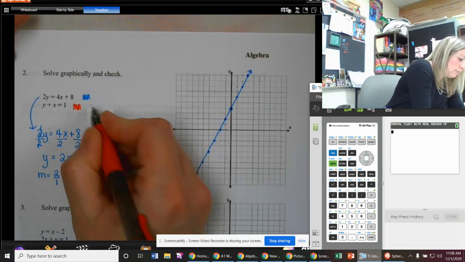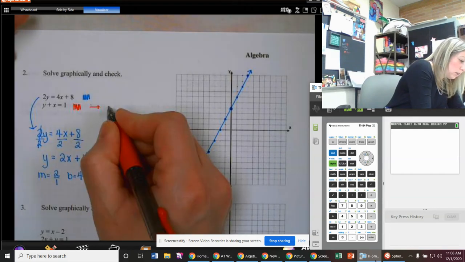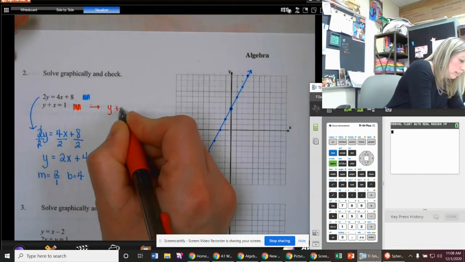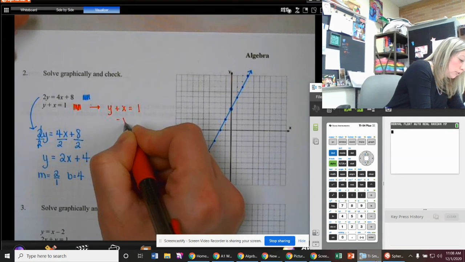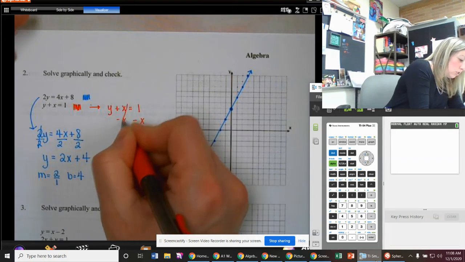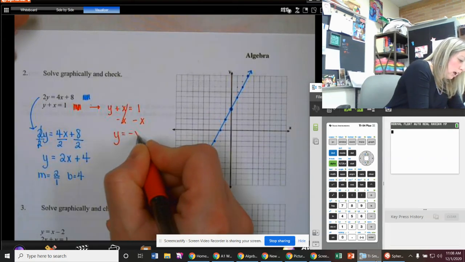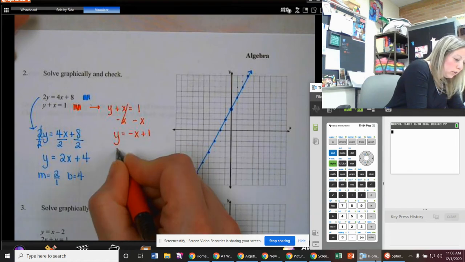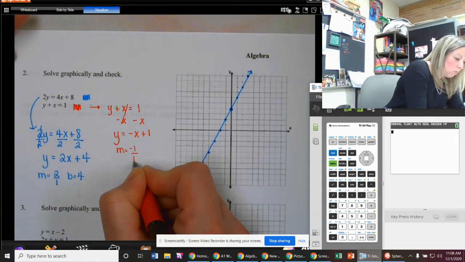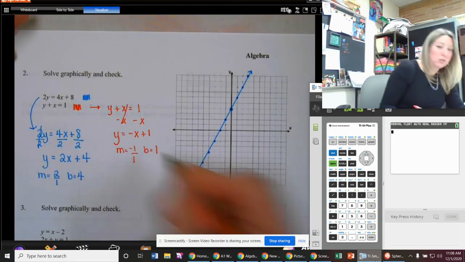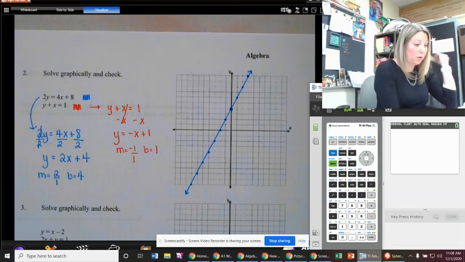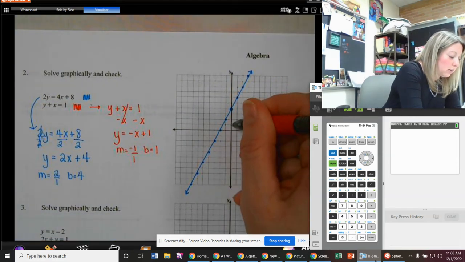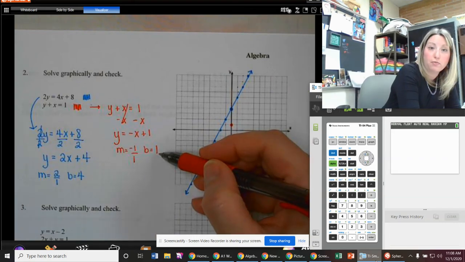And the only thing I really need to do for red to get y equals mx plus b form is I need to subtract that x over to the other side of the equal sign. So I get y equals negative x plus 1. So my slope is the number in front of x. It's negative 1 over 1. And my y-intercept is the 1 at the end. So I go to the y-axis. I plot the point 0, 1, which is my y-intercept value.